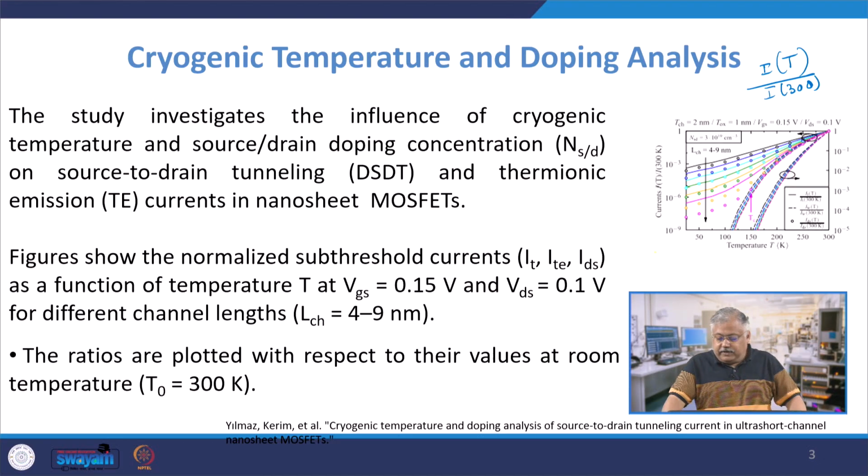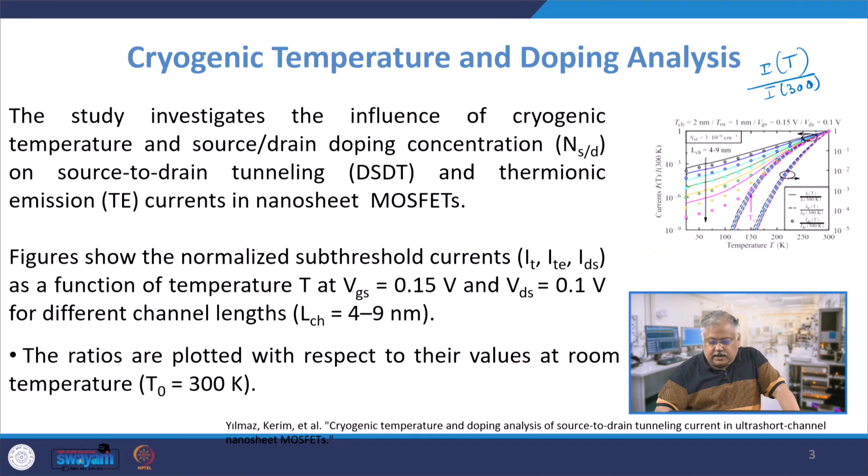Now, if you look very carefully, as the channel length goes on increasing from 4 to 9, the current actually starts to fall, which means that a higher channel length device will have relatively a smaller current with respect to 300 Kelvin. And the general trend is as the temperature drops, the current drops. That's for sure. But for a fixed value of temperature, even if you increase the channel length, your current actually falls down.